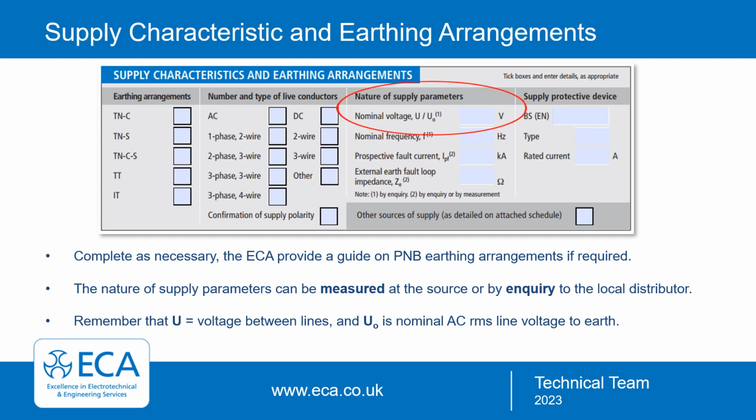Just something to note is that U is your voltage between your lines, so typically that would be 400 volts, and U0 is nominal AC RMS line to earth voltage, which is typically 230 volts.